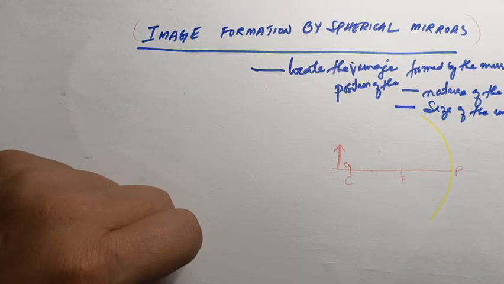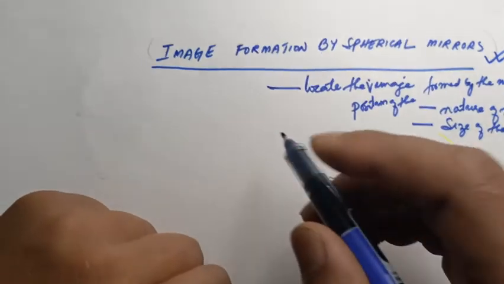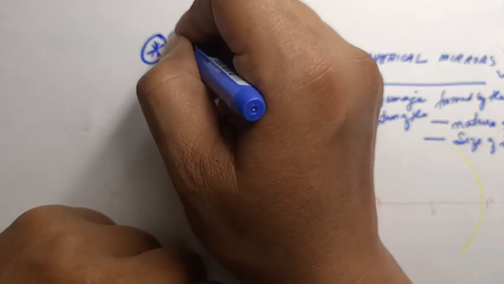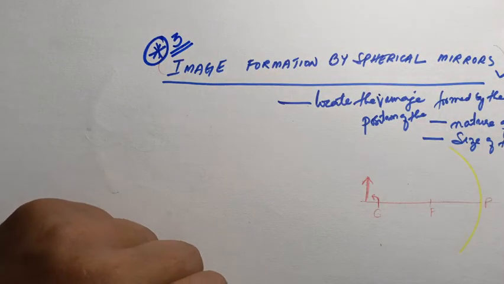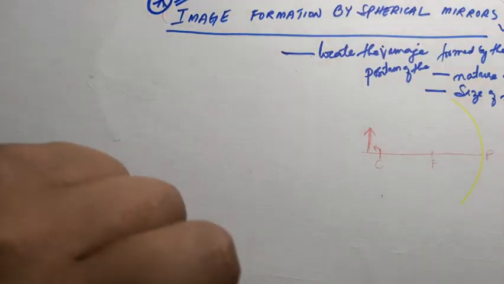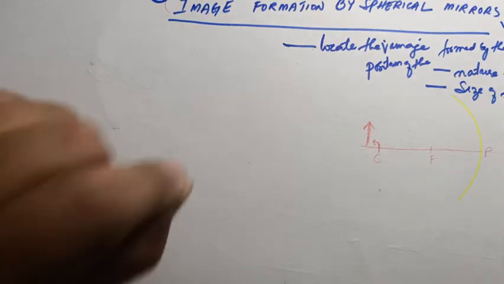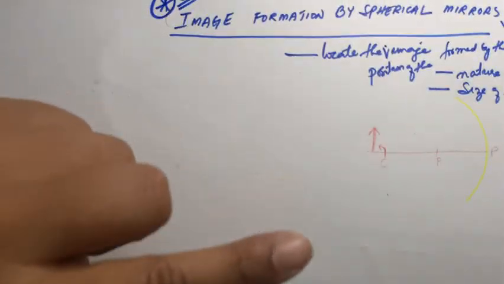Now, before we master this topic, we need to learn three basic rules. Please keep in mind, this is a very important topic from the exam point of view, because very often they ask one question from this topic for 3 marks in order to draw the image. If you want to master this topic, the first thing we must do is know the basic rules. There are three simple rules, and if you know those three rules, there will be no problem for you to draw the image formation.